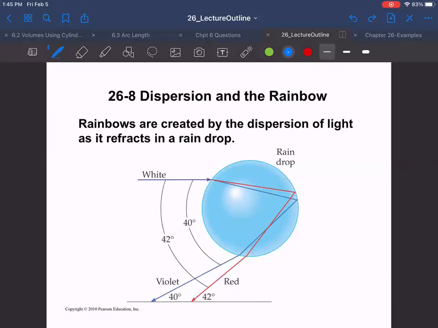That dispersion is what we have with a droplet of water. As the light goes in, it refracts by different amounts for the red and the blue or violet light, and it gets spread out, and then you see that rainbow.